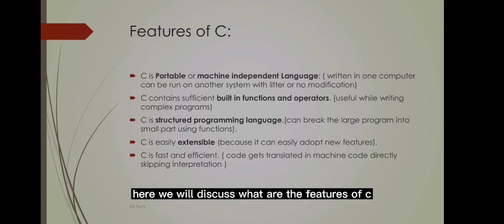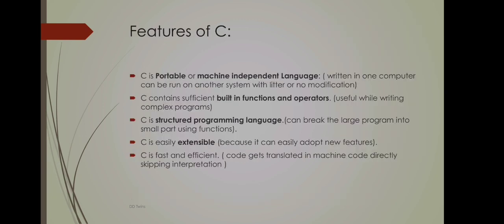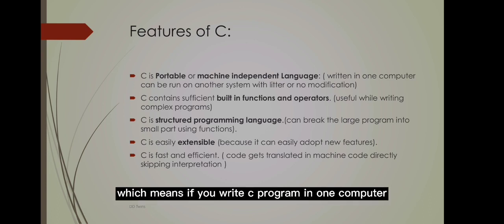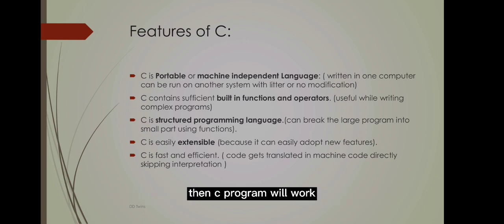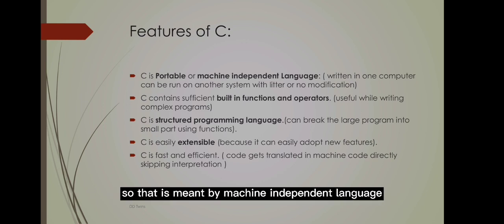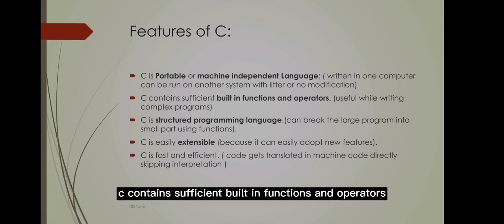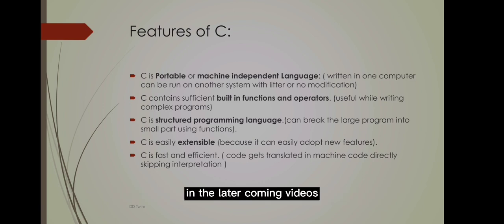Here we will discuss what the features of C are. First point, C is a portable or machine independent language, which means if you write a C program on one computer, copy the code and run it on another computer, the C program will work. So that is what is meant by machine independent language. Now let's go to the next point. C contains sufficient built-in functions and operators. We will discuss this in later videos, but just keep in mind that built-in functions and operators are useful while writing complex programs.